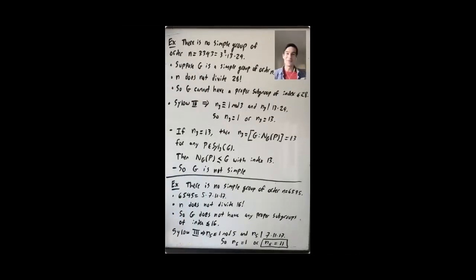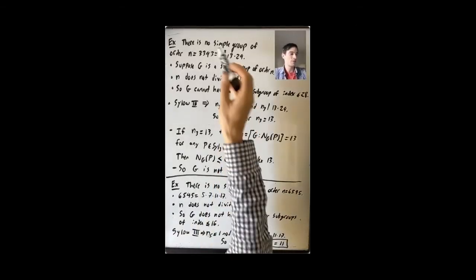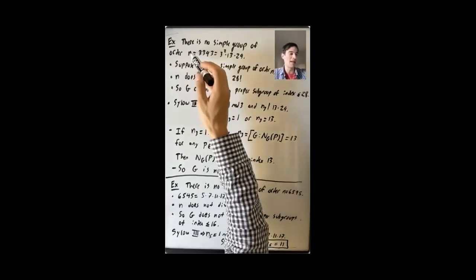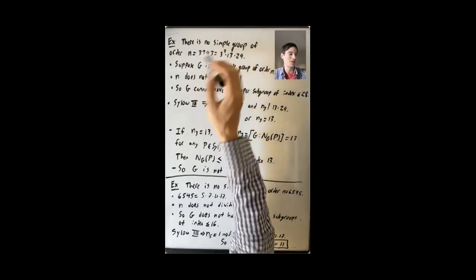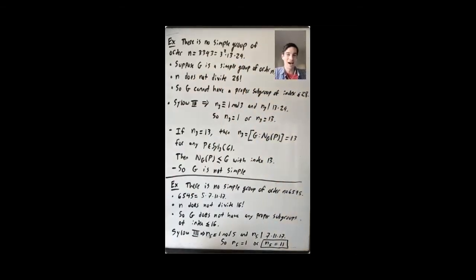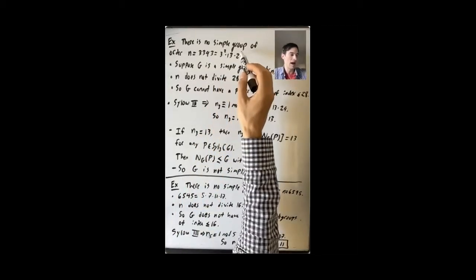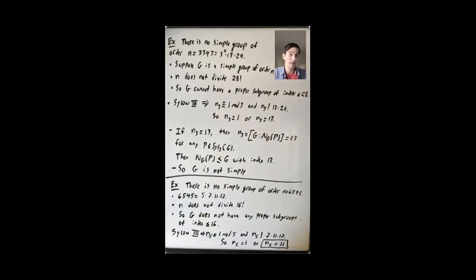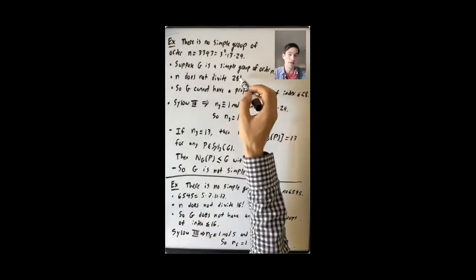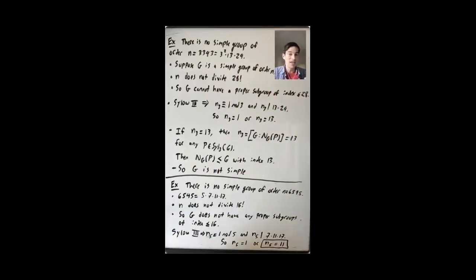Let's take the material we just developed and apply it to some examples. First, we'll show that there's no simple group of order n where n is 3,393. That's 9 times 13 times 29. So we're going to suppose that G is a simple group of that order. This number has a prime factor of 29. So this number doesn't divide 28 factorial. So G cannot have any proper subgroups of index at most 28.